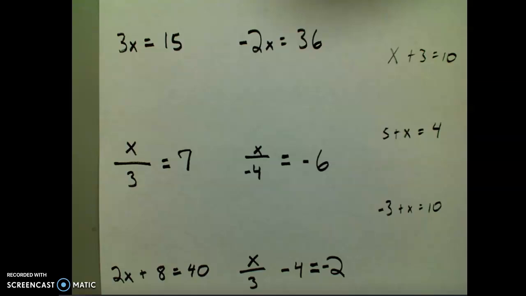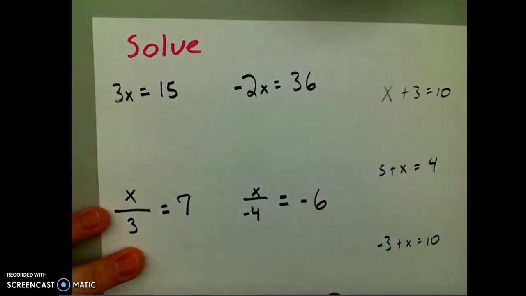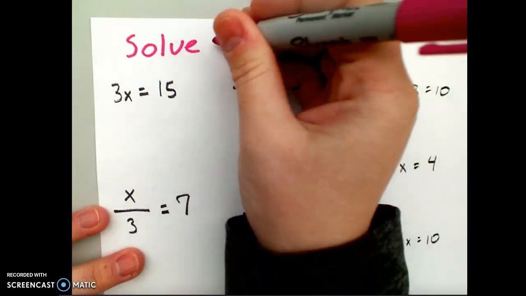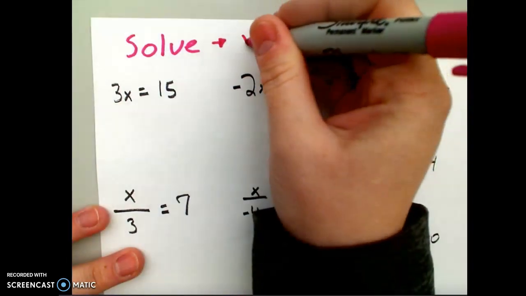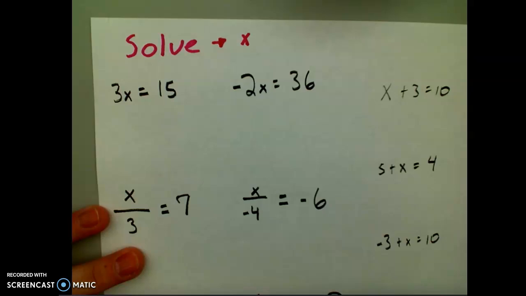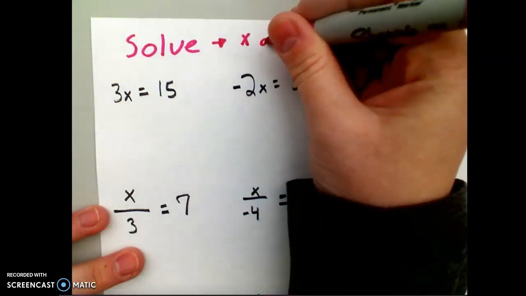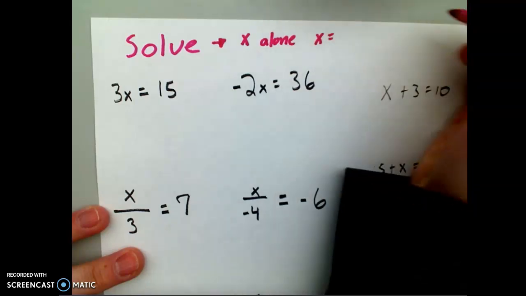Good morning, class. Today we're going to go over equations and how to solve them. When you solve an equation, the idea is to get your variable, that unknown letter, all by itself. So in this case, since I'm using the letter x, x needs to be alone. We want to have x equals and an answer.